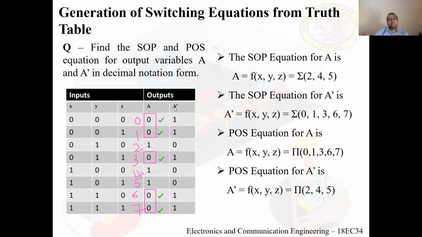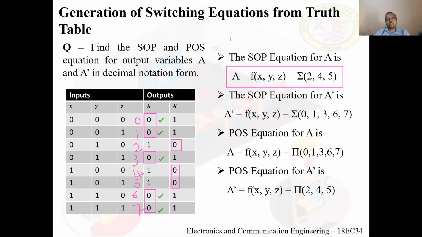Now, how do you write it for A bar? Look for the zeros here. This is 0, 0 here, right? So, what are the terms we have? 2, 4, and 5, right? So what we have is 2, 4, and 5 here. And also, you can easily write these equations. If you see this one, we have written the SOP equation here for A. It is 2, 4, and 5.